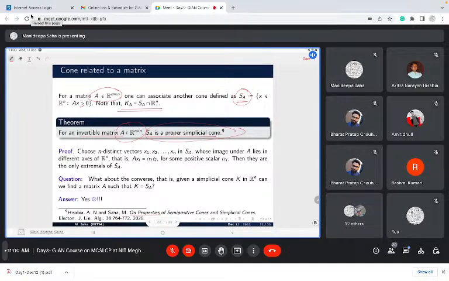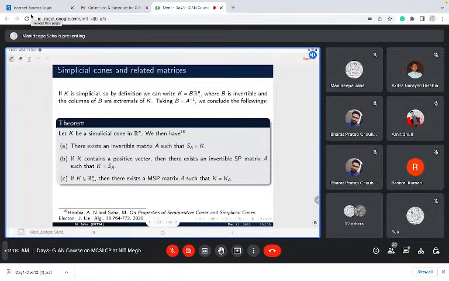Now it's about the converse. So it's quite an obvious question: if we are given a simplicial cone, can we find a matrix A such that K will be S(A)? And the answer is yes. Here is the theorem. It says that if K is a simplicial cone, we can always find an invertible matrix A such that S(A) will be K.